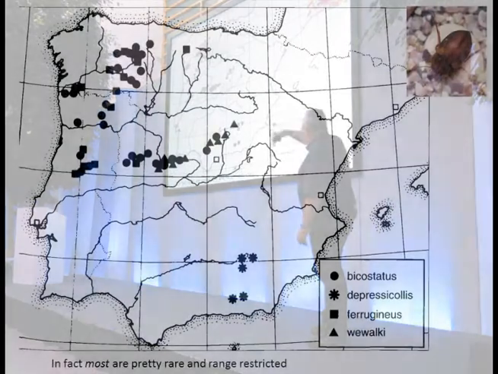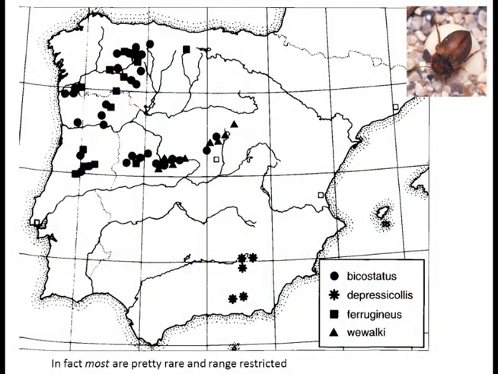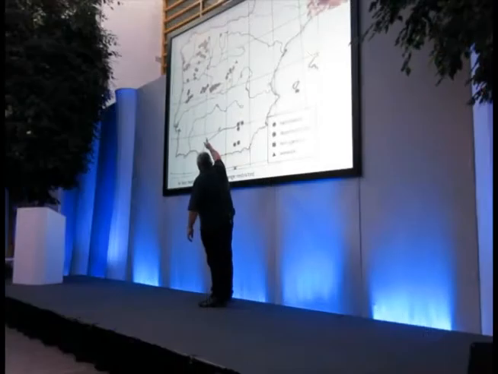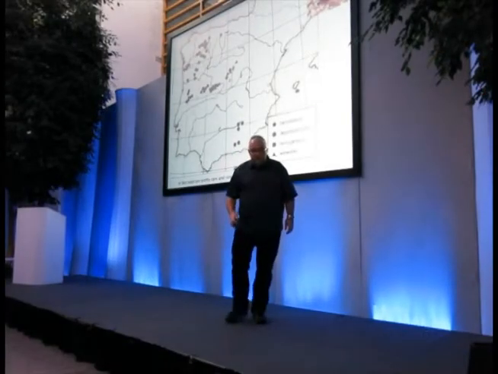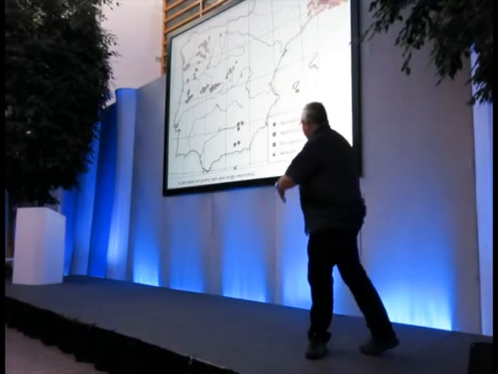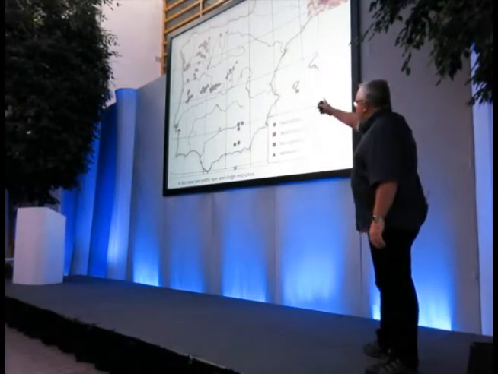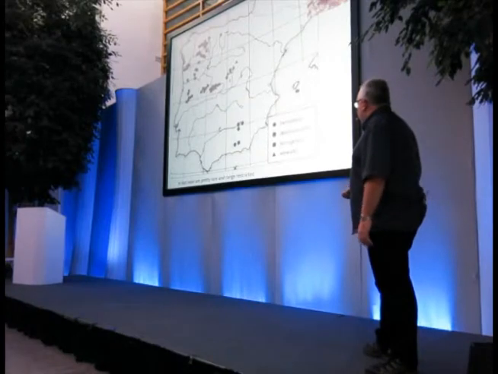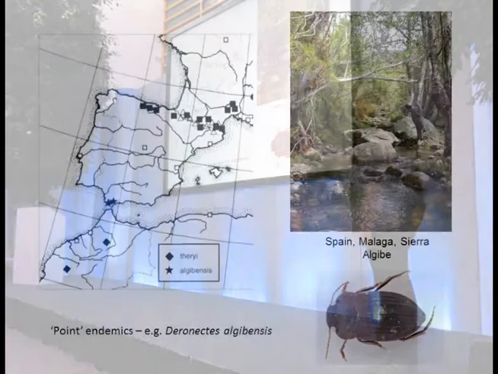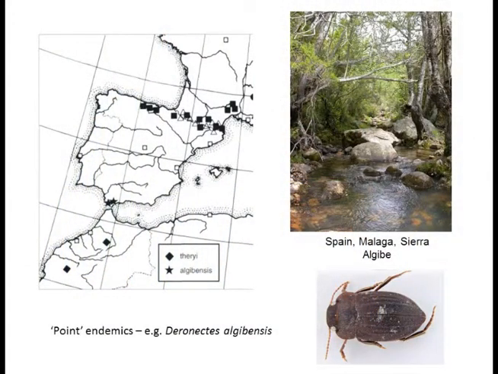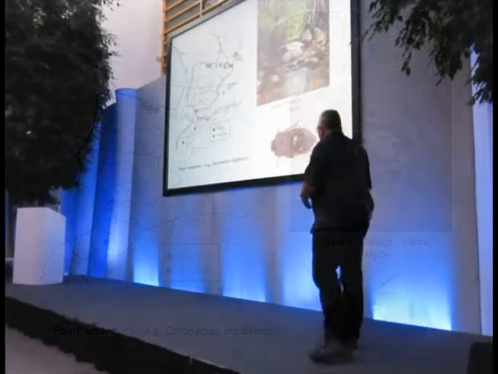If we focus in on an individual species group, we find that there's a pattern emerging in that most of these species are actually pretty rare and pretty range restricted. The different symbols on the map here show us different species of one group of Deronectes, showing that they're restricted to different areas of the Iberian Peninsula. And indeed, in some cases, you get things that we could call almost point endemics, where they're found only in one particular place, one particular mountain system, sometimes one particular river system.